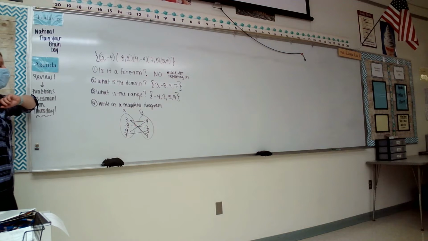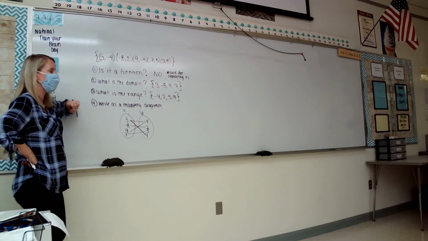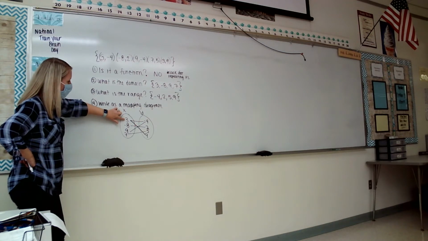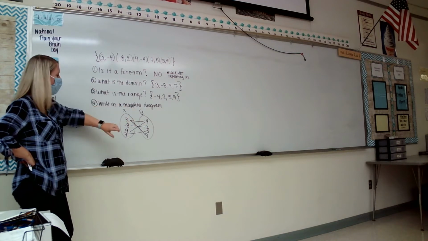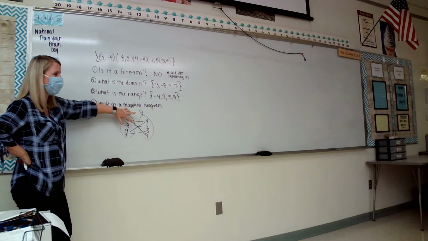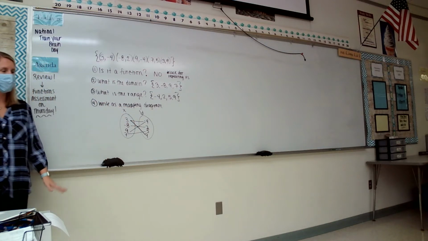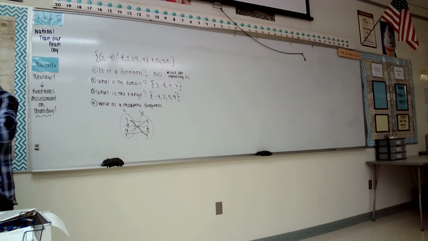But the big thing to look for with a mapping diagram, if it's asking you if it's a function, you're looking to see, does one x go to two y's, or does one x go to more than one y? So when you see an x with two branches, you would say no. So just as a reminder of what that looks like.